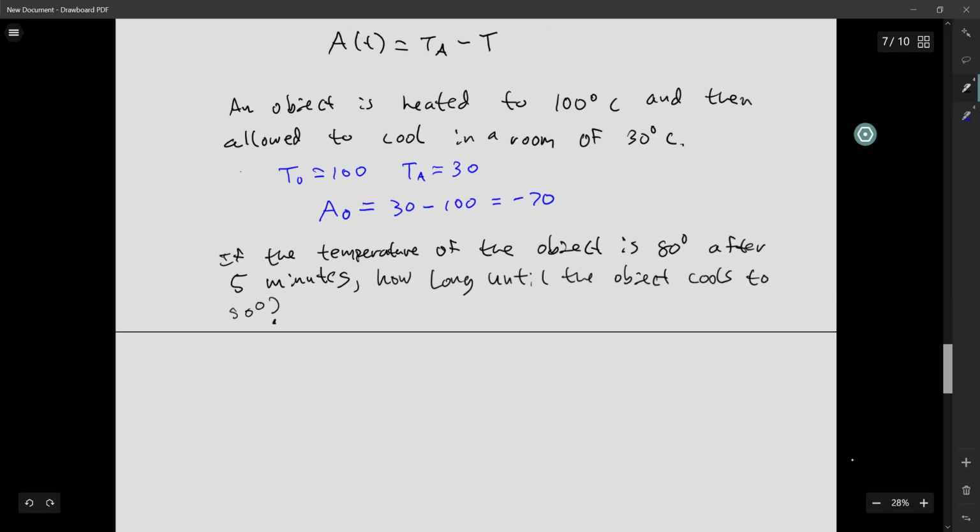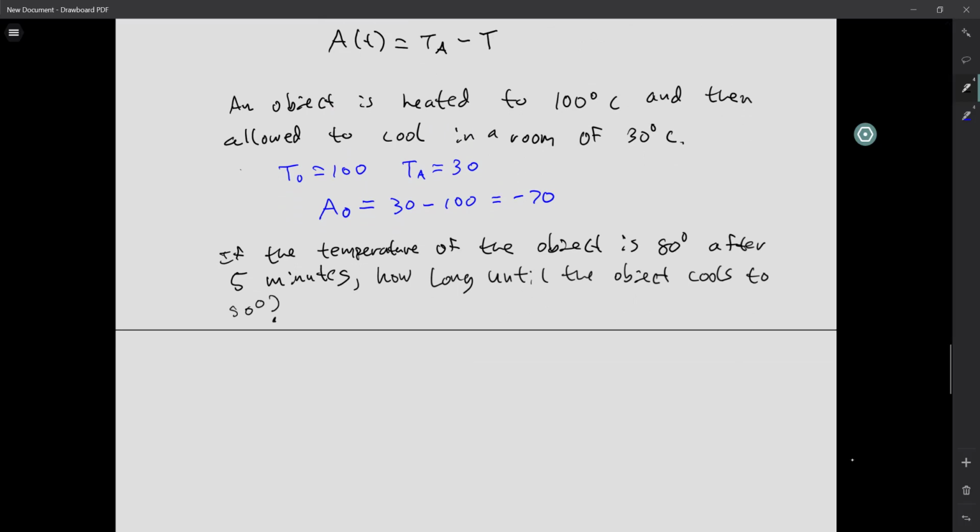So let's see what our goal actually is here. We know the temperature of the object is 80 degrees after 5 minutes. So A of 5 minutes is equal to, always remember to subtract it from the temperature of the room. So we have 30 minus 80, which is minus 50. But A of 5 is equal to our initial, minus 70, times e to the k times 5. And I pulled that just from the blue up there. So what we're missing is the k, because I won't be able to solve for the time when I get 50 degrees for the object until I have the k.